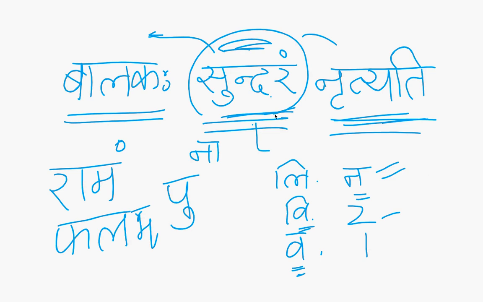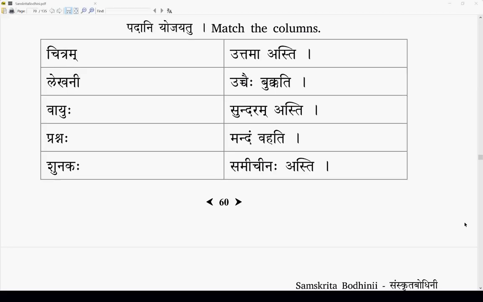But if you are describing how speedily it is going, like Vega, Vegena, there it comes Tritiya. Napumsakalingam Tritiya Vibhakti ekavachanam. Right. Thank you, Mahodaya. Then the other example we saw, Anandena khadati. Happily he is eating. Happily eats. Thank you, Mahodaya. That's okay.